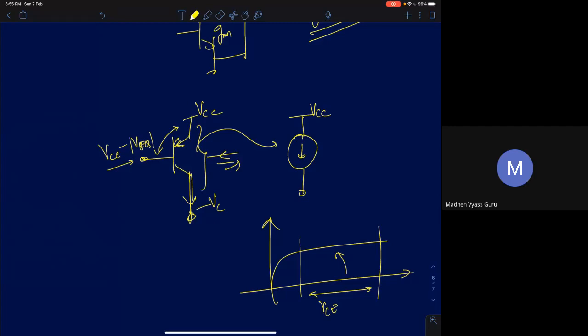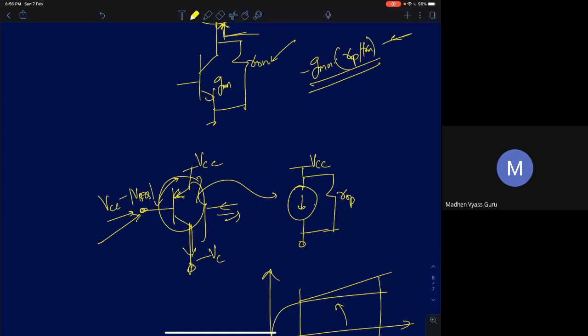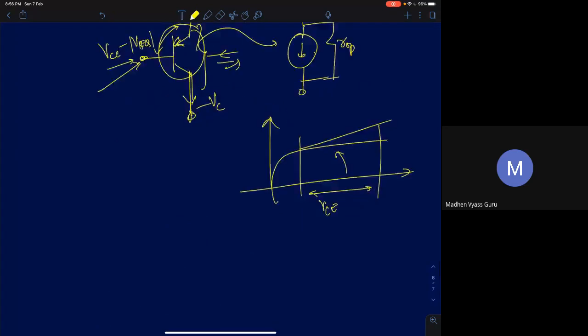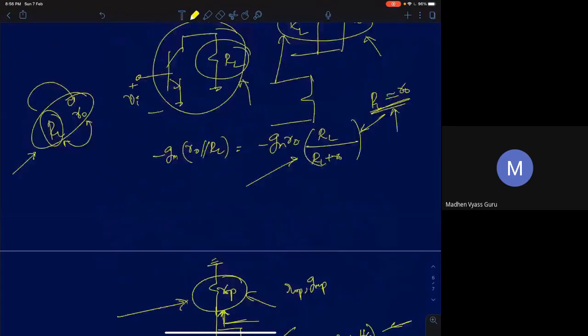But in reality, it will have a finite slope, right? So that's your R naught. The slope is 1 by R naught. So we say that we can model a PMOS transistor whose base voltage is fixed at a given value as a current source with a resistance in parallel given by ROP. In small signal, the current source will be 0. If we open circuit the current source, it will reduce to just a resistance of value ROP. Okay? So this is what we have analyzed.